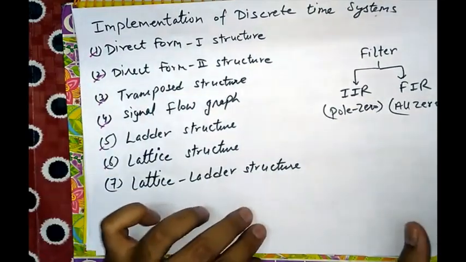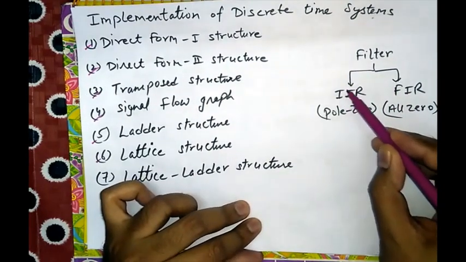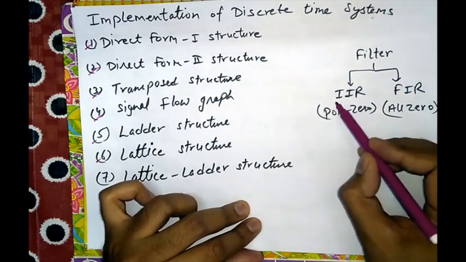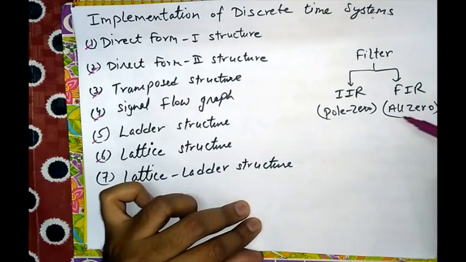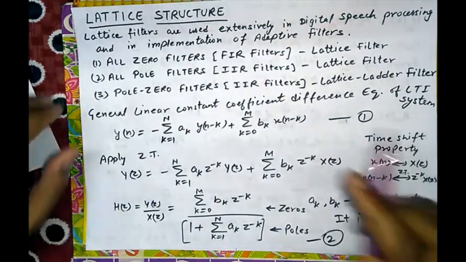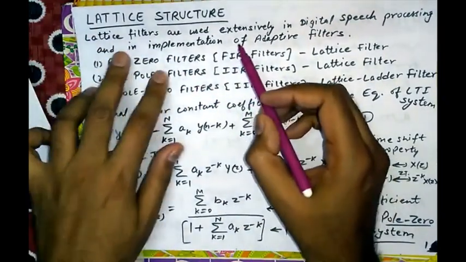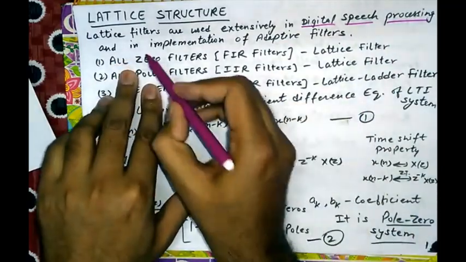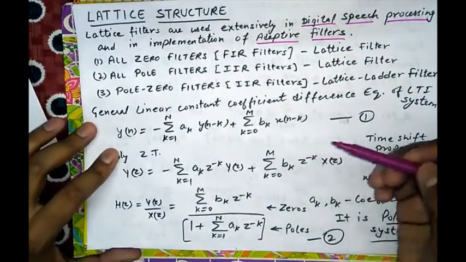As we know, there are two types of filters: IIR filter and FIR filter, infinite impulse response filter and finite impulse response filter. IIR filters generally comprise poles and zeros, whereas FIR filters comprise all zeros. Now, what is lattice structure? Lattice filters are used extensively in digital signal processing, digital speech processing, and in implementation of adaptive filters. That's why they are very important practically.